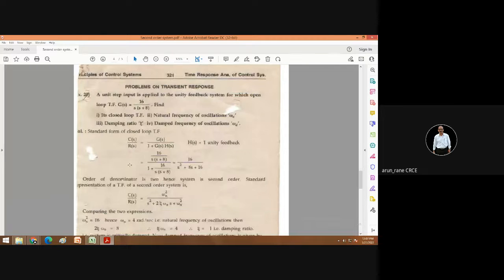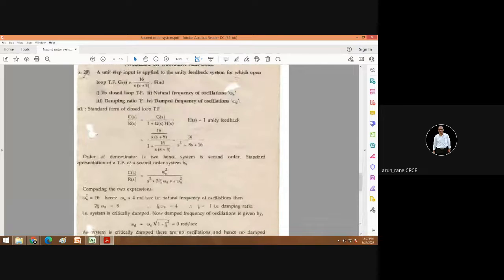So you have a time constant of the system. You are familiar with this. It is given by this relation: T is equal to 1 upon zeta omega n, and Ts is equal to 4 into the time constant. The time constant T is also defined as the time required by the system output to reach 63.2% of the final value during the first attempt. Now let us see the problems on this.